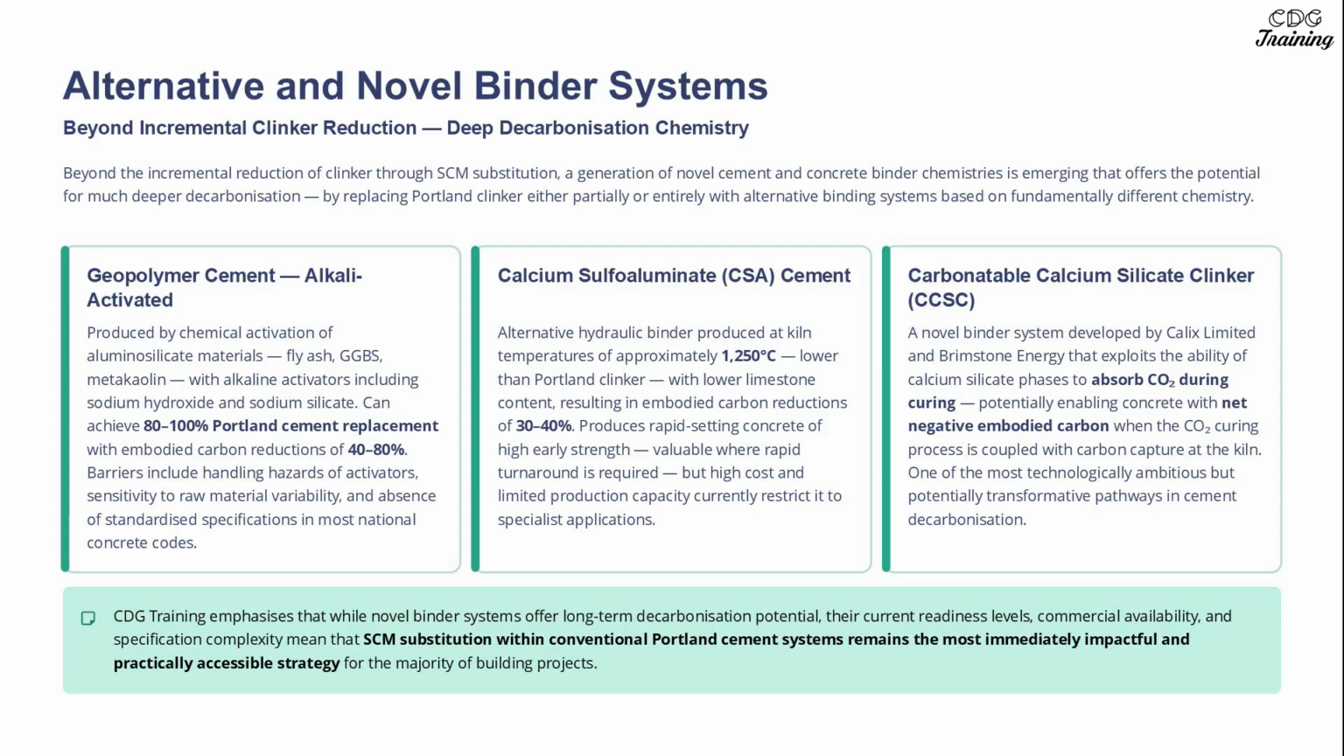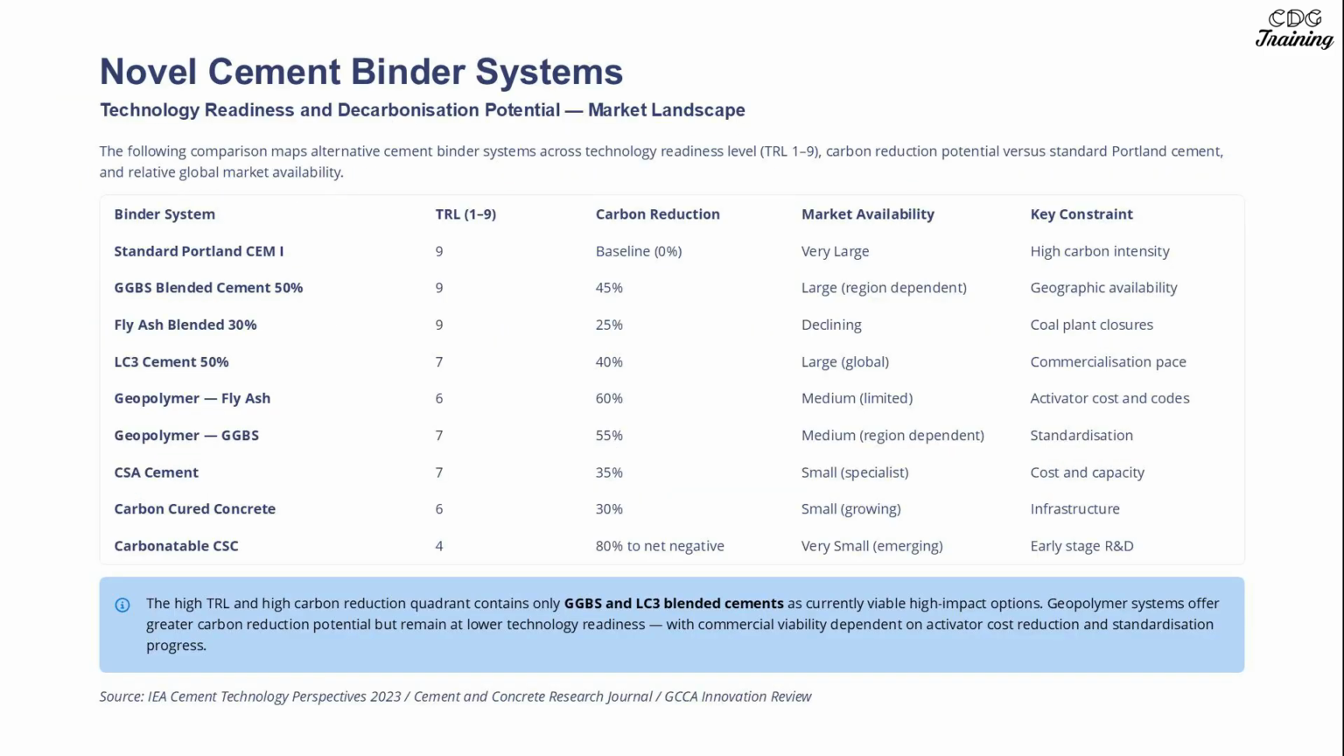Alternative binder systems like geopolymer cement and calcium sulfoaluminate cement offer promising pathways for deep decarbonization. These innovations are crucial for reducing the carbon footprint of cement production. Novel cement binder systems are emerging as viable options for reducing carbon emissions. These systems offer significant potential for sustainable construction and decarbonization.